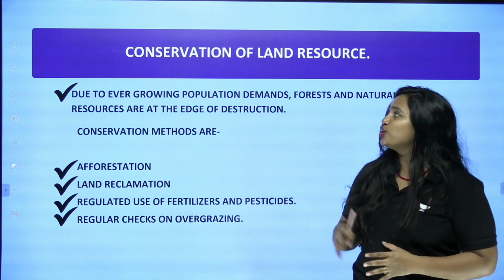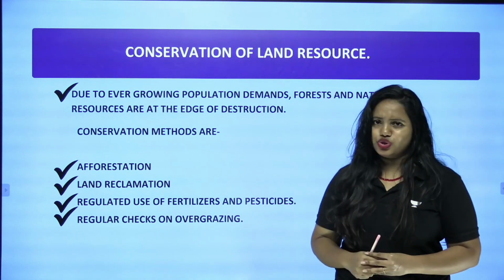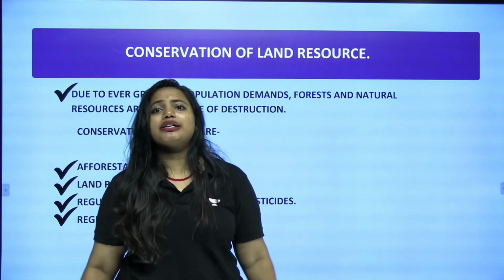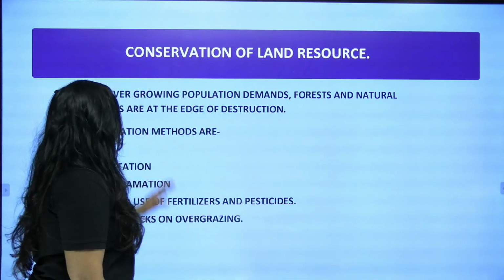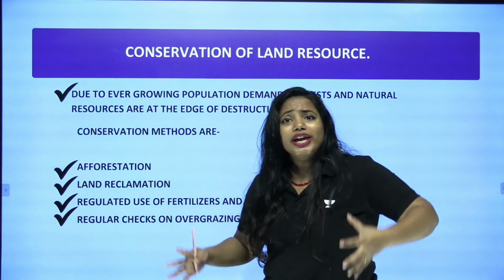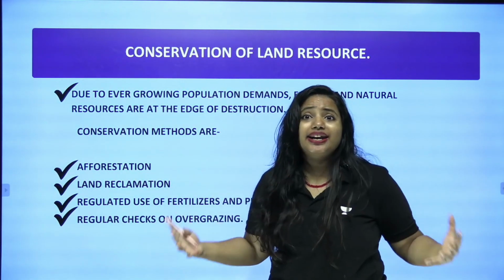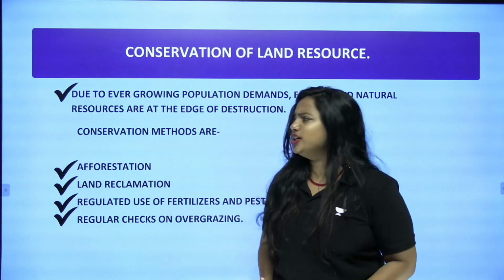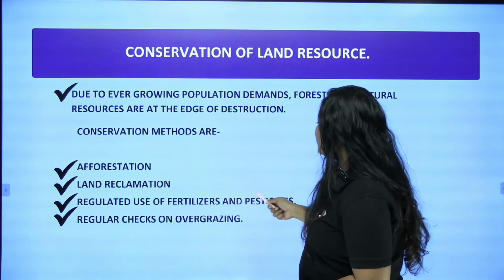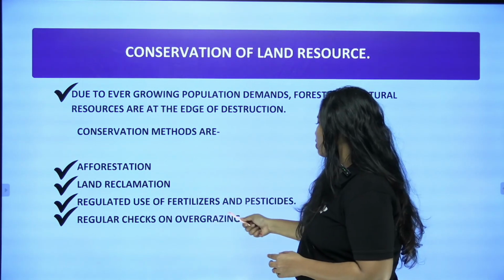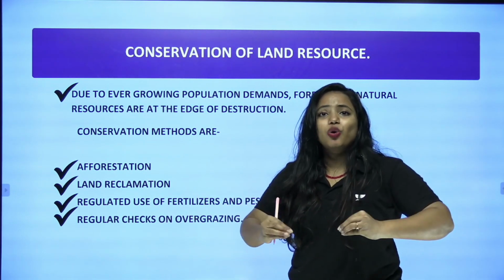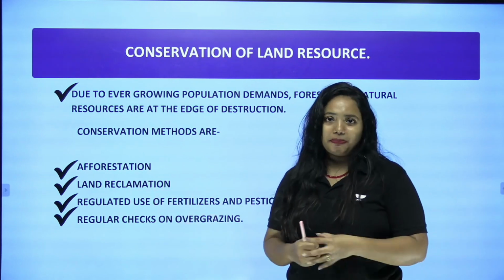What we are going to learn next is all about the conservation of land resource. So due to ever-growing population, demands are also increasing day by day. So we have to make use of certain conservation methods so that what happens? We can just protect these land resources. And what are the methodologies? Afforestation, land reclamation, regulated use of fertilizers and pesticides, and regular checks on overgrazing. Afforestation means you are making a place into a tract of land full of trees and plants.